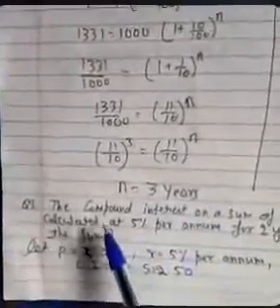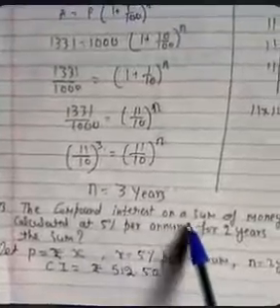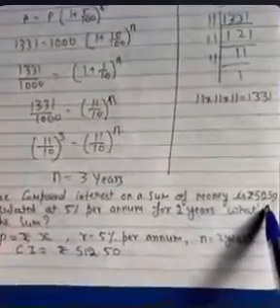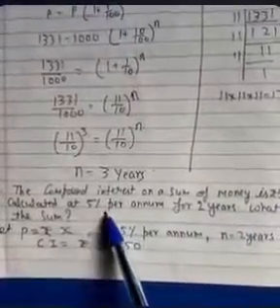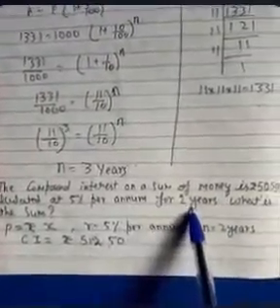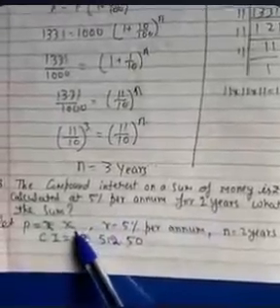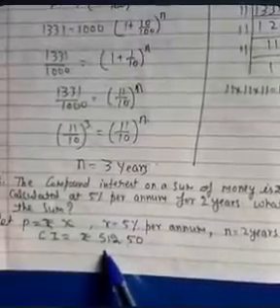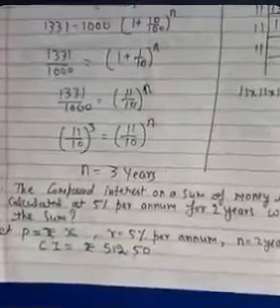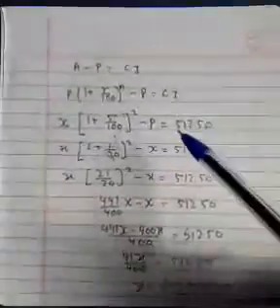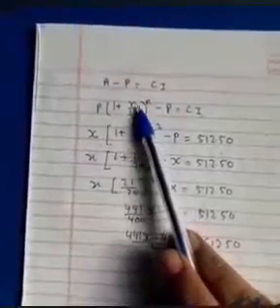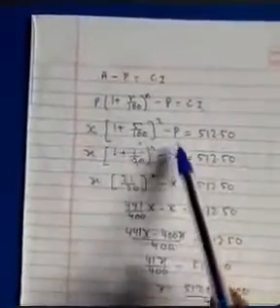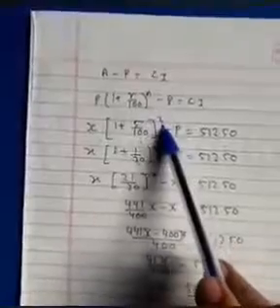Next question, question number 3. The compound interest on a sum of money is rupees 512 rupees 50 paisa, calculated at 5% per annum for 2 years. What is the sum? Principal is equal to rupees X, R is 5% per annum, 2 years, compound interest is equal to 512 rupees 50 paisa. Now amount minus principal is equal to compound interest. Putting the values of amount, P as X, R as 5 and 2.